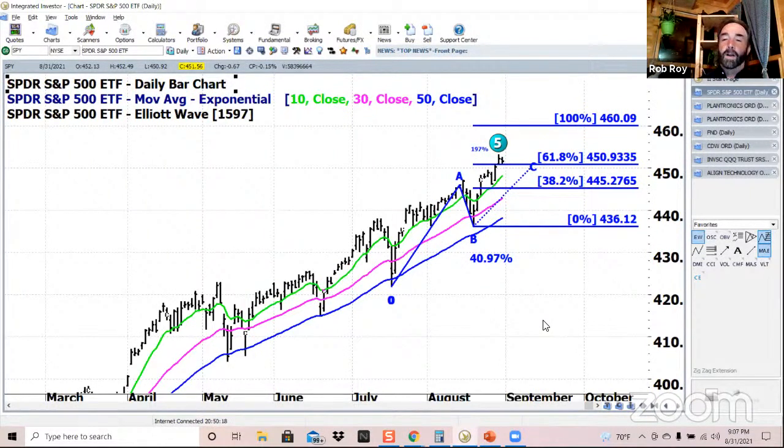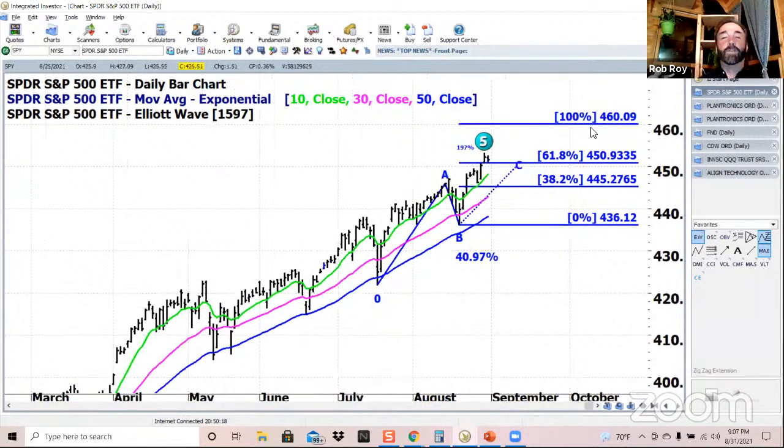taking a little bit of a pause today. So we got right there on Friday, tried to break a little bit above it and sitting on top of it as we wait to see if we will make this an extended zigzag as well. Notice the price, 460, is the 100% extension on this zigzag, the exact same price that the Elliott Wave long count has given us, and that's in some of the past SPY updates on YouTube as well.